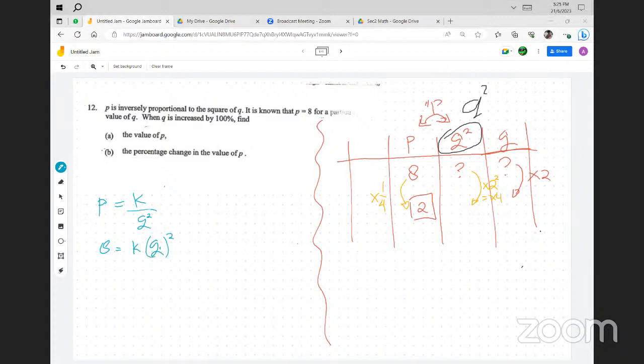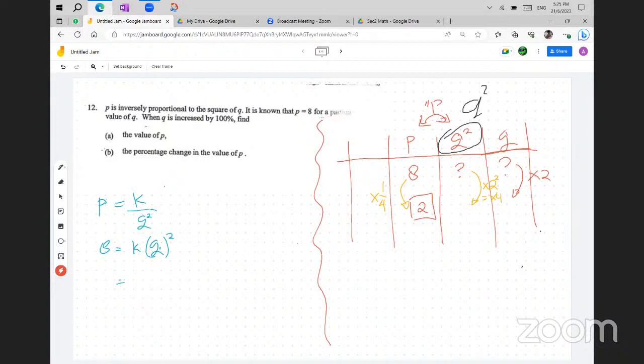May I ask why is it q square? Because that's what they say: p is inversely proportional to q square. Oh, yes, I get it. I'm just following the question. And then he says Q, so I put Q1 because he doesn't tell me.